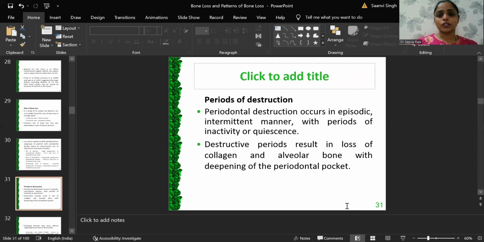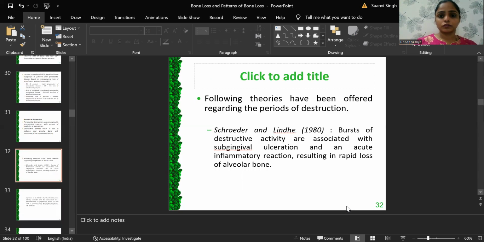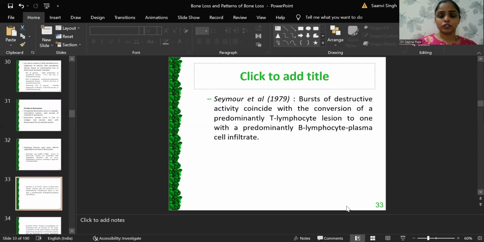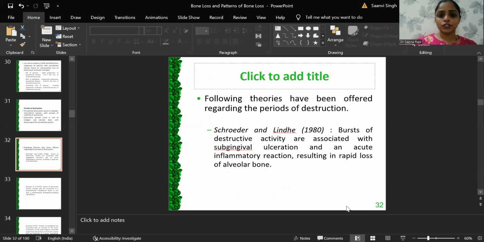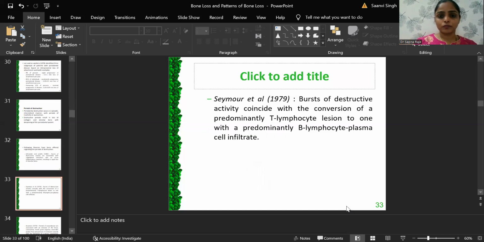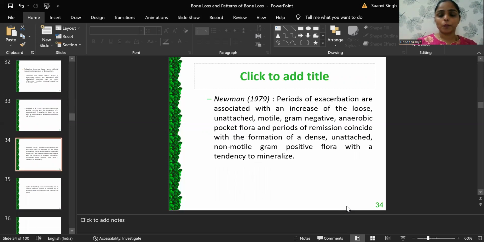How the destruction takes place: burst of destructive activity associated with subgingival ulceration and an acute inflammatory reaction, resulting in rapid loss of alveolar bone. Burst of destructive activity, according to Seymour, coincides with the conversion of a predominantly T lymphocyte lesion to one with a predominantly B lymphocyte plasma cell infiltrate.